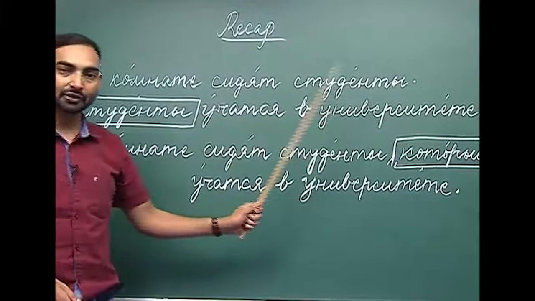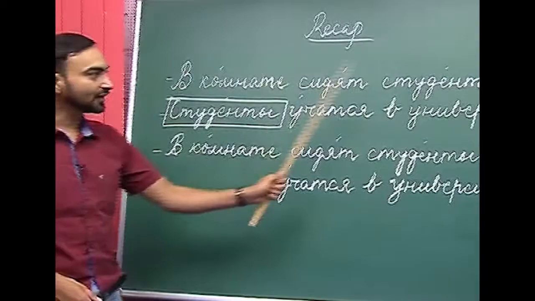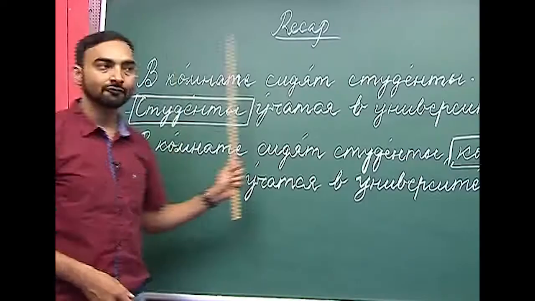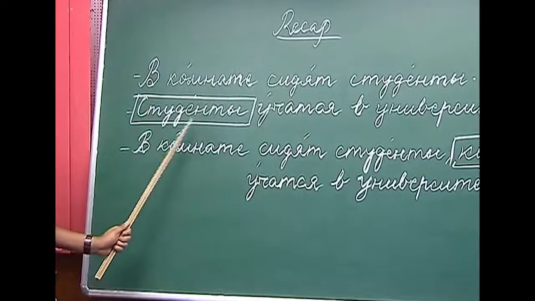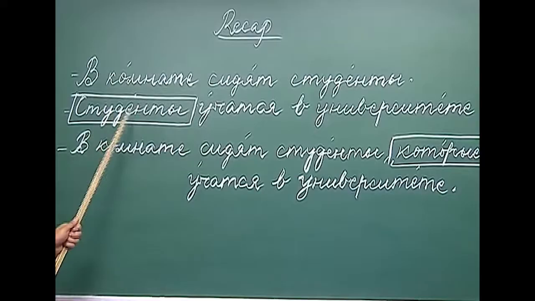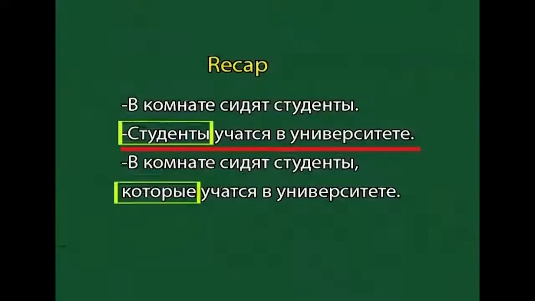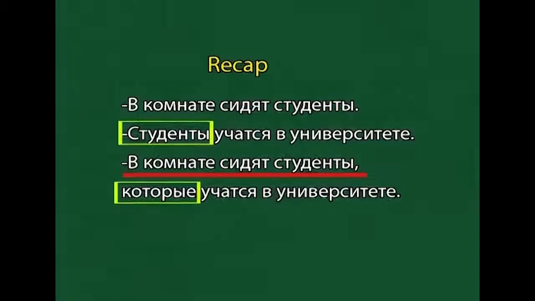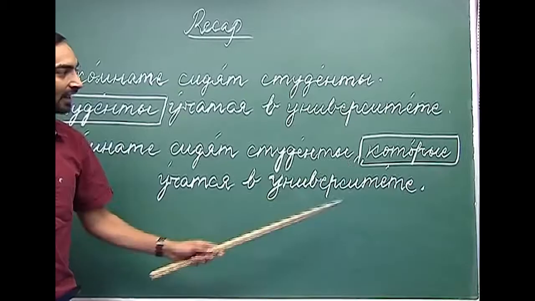And how do we use katori to join two sentences? Let us see. I have written here two sentences, simple sentences. В комнате сидят студенты. The second sentence is студенты учатся в университете. The students are sitting in the room or in the hall, and students are studying in the university. So, there are two sentences, and if you use katori to join these two sentences, how would the sentence look like? В комнате сидят студенты, and then put a comma, and then katori учатся в университете.